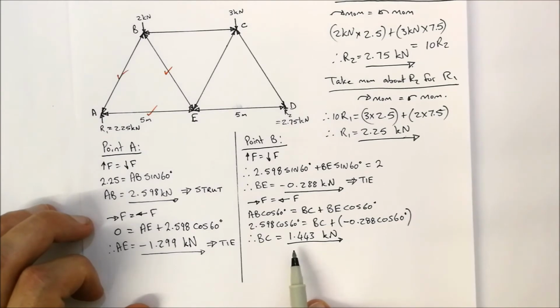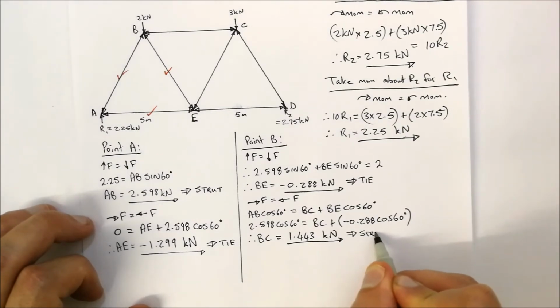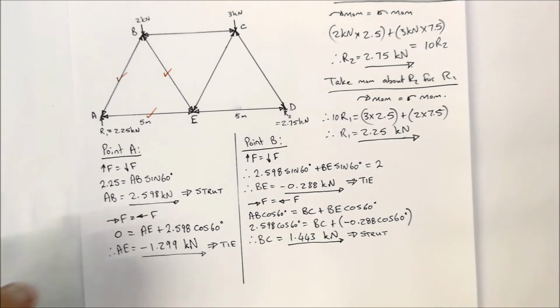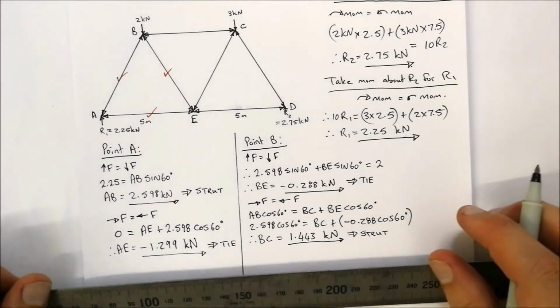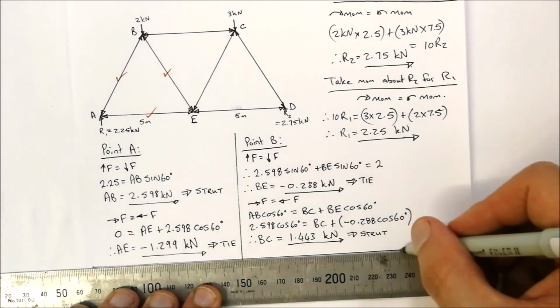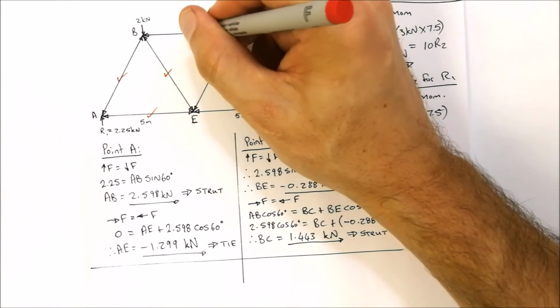It's a positive value. So what does that mean? It means it's a strut. Right. Now that we've done that, we can actually tick off another beam. So we know what BC is, so we can tick that one off.